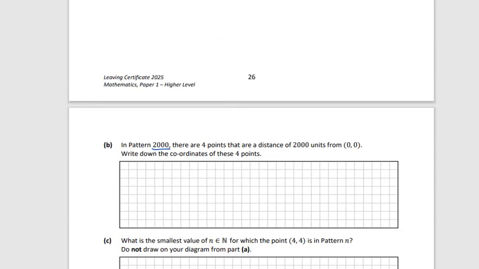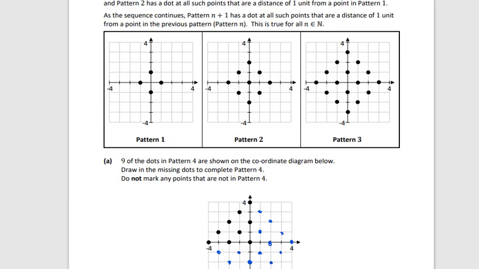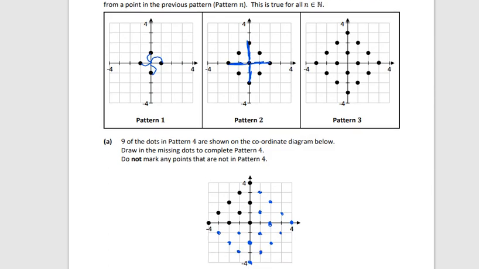Right, so in pattern 2000, there are 4 points that are a distance of 2000 units from 0, 0. So if you think about it, in pattern 1, that point is 1 away, the top point is 1 away, that point is 1 away, that point is 1 away. Then in pattern 2, that point there is 2 away, that point there is 2 away, that point there is 2 away, that point there is 2 away. So you can see what's happening.